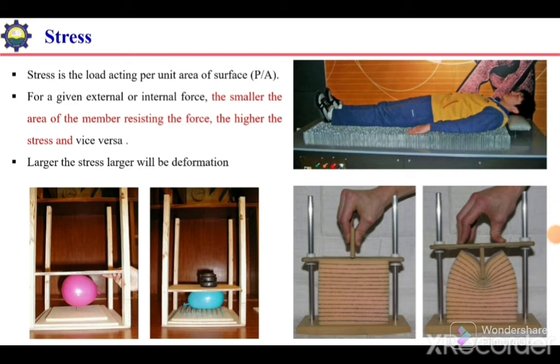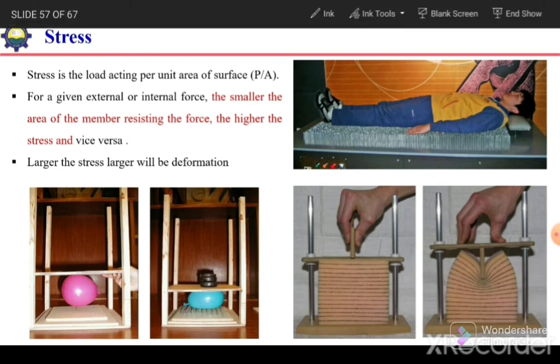Okay, next is the concept of stress. Stress is the load acting per unit area of a surface. So load per unit area is termed as stress. For given external or internal forces, the smaller the area of the member resisting the force, the higher the stress will be. In this case, we have a balloon placed on a single nail.